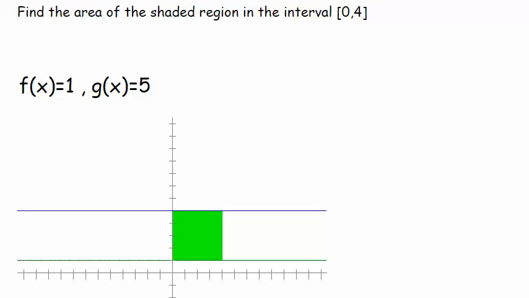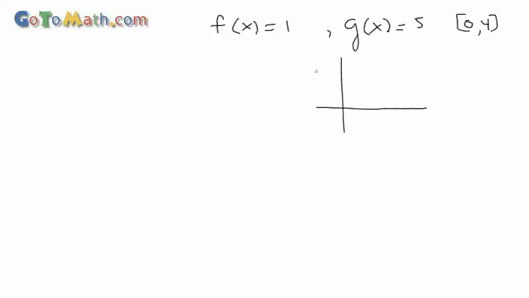Well, let's write these two functions down. f of x is equal to 1, g of x is equal to 5, between 0 and 4. So let's head over to the whiteboard, and I'll go ahead and write these up here again. So f of x, if you didn't get that, is equal to 1, and our other was g of x is equal to 5. And we were on the interval between 0 and 4.